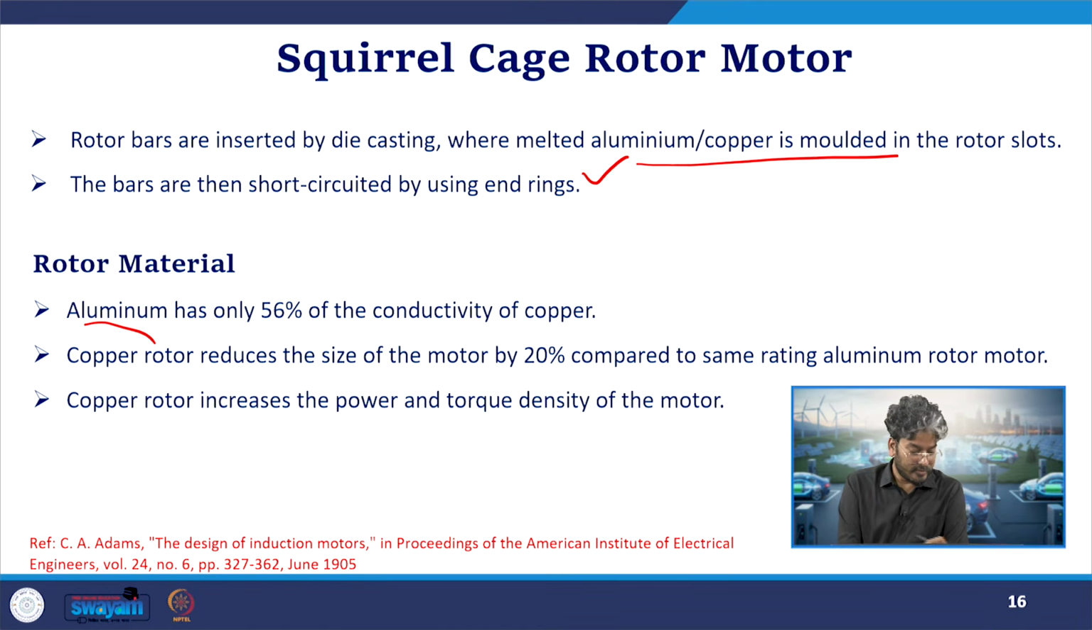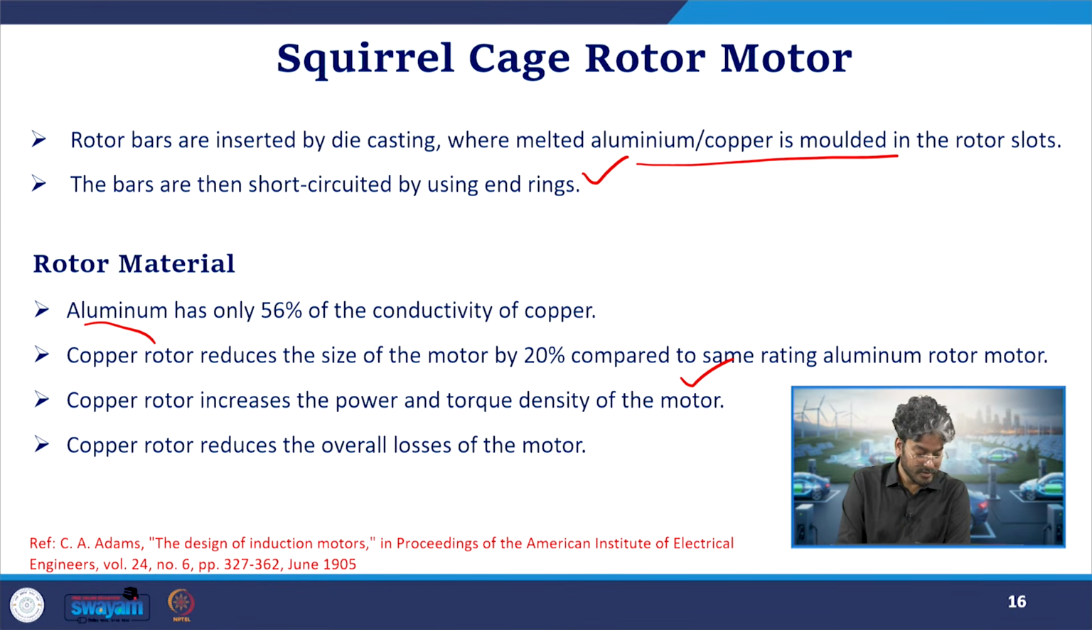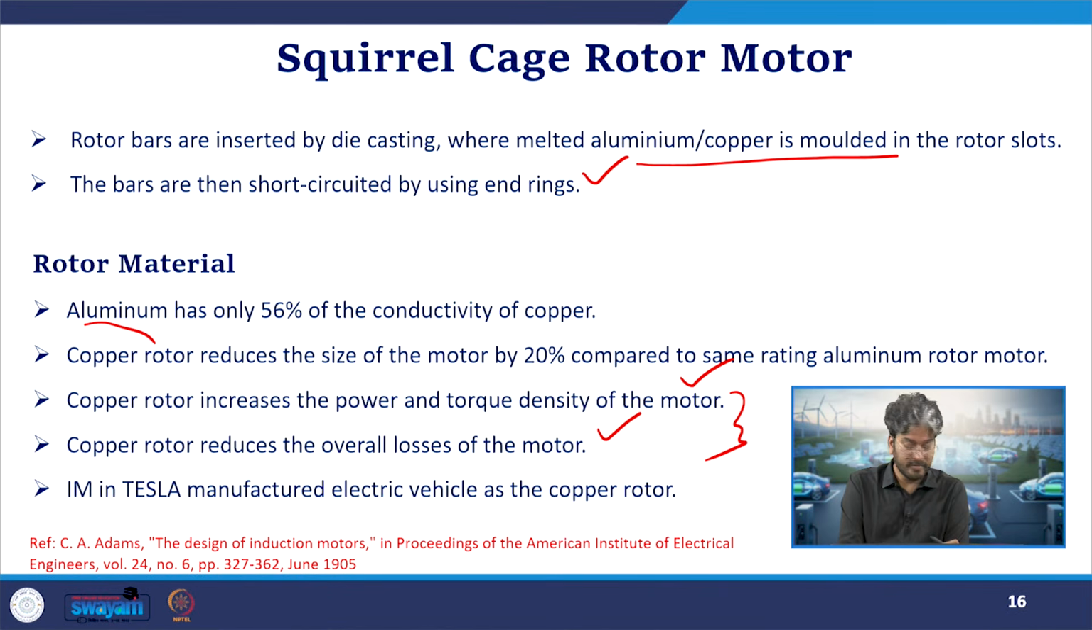So a copper rotor increases the power and torque density, but its cost will also increase. The copper rotor reduces the overall losses of the machine. So these are the major advantages you will get if you go for a copper based rotor, but the cost will be very high.